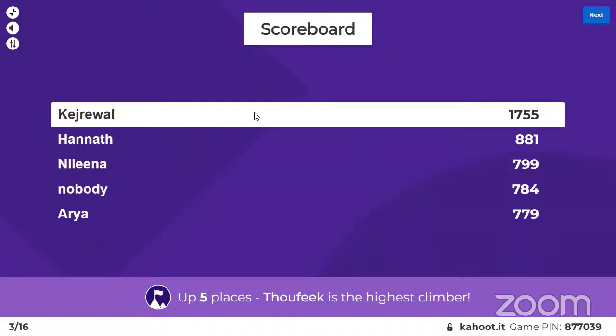Kejriwal on the top with 1755 points. Second, Hannath, 881 points. Third, Nilina, 799 points. Fourth, nobody, 784 points. Fifth, Arya, 779 points. And a new climber, we have Taufik, climbing up 5 places.